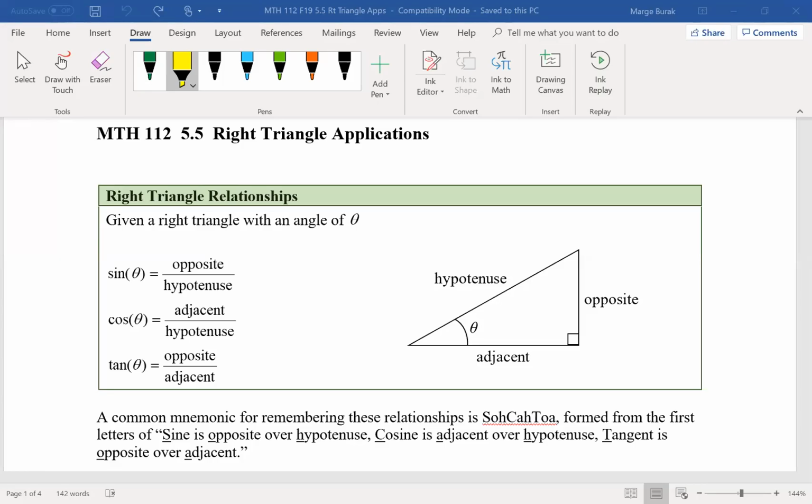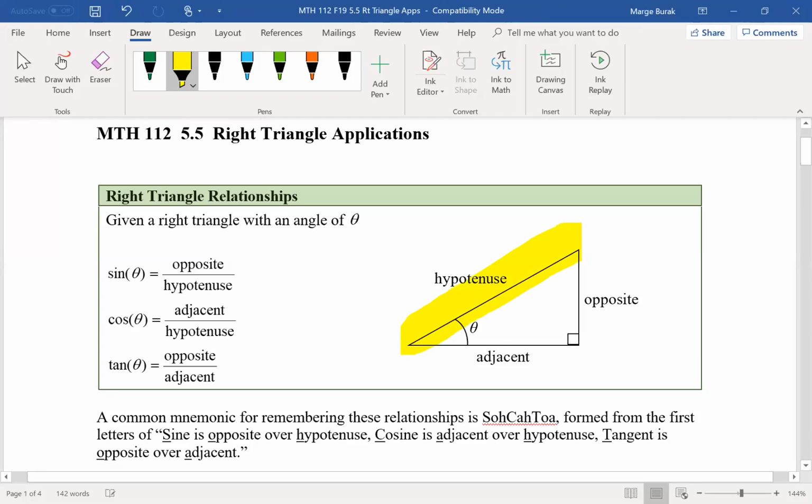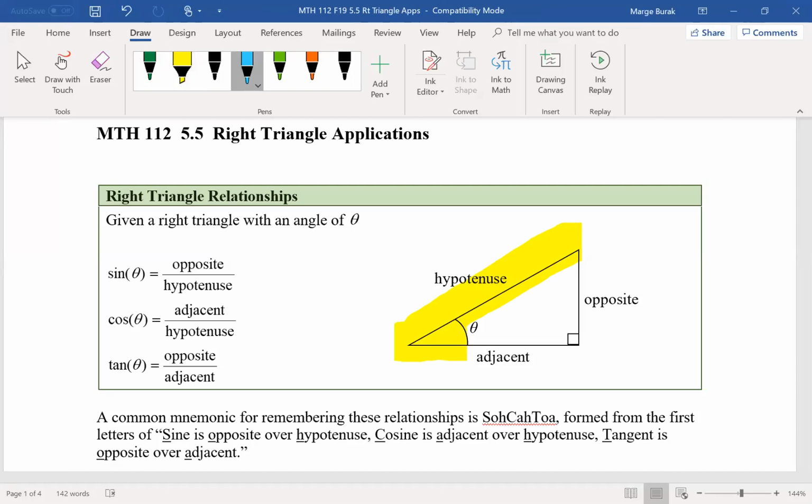Okay, let's talk about right triangle applications. If we have a right triangle, first of all, we have a right angle and we have the longest side, which is the hypotenuse. And then if we're sitting at one angle in particular, and let's call this theta, so now I'm looking just at this angle theta, or I'm standing here. This is where I'm standing.